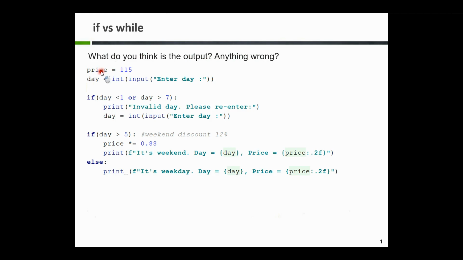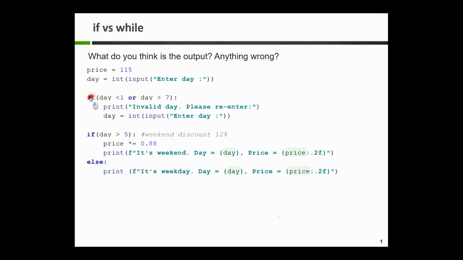We have a variable price equals to 115. Let's assume this is the price for a normal ticket. And we ask the user to enter a day and store it into the day variable. So this is asking whether it's a Monday, which we input day equals to 1, or Sunday, which is day equals to 7. So if it is 3, it means Wednesday.